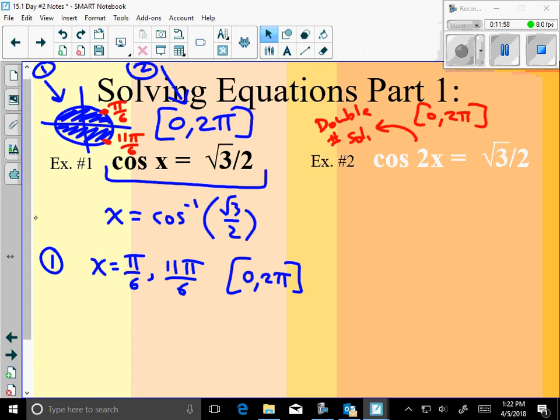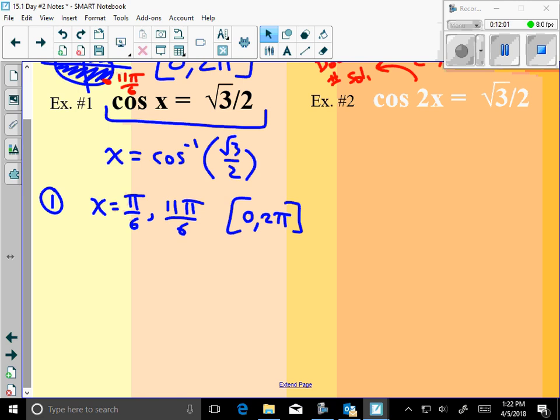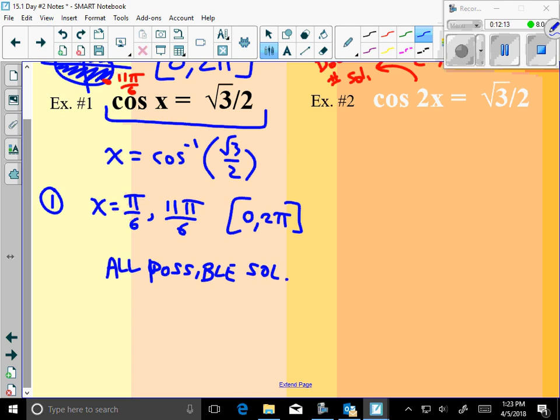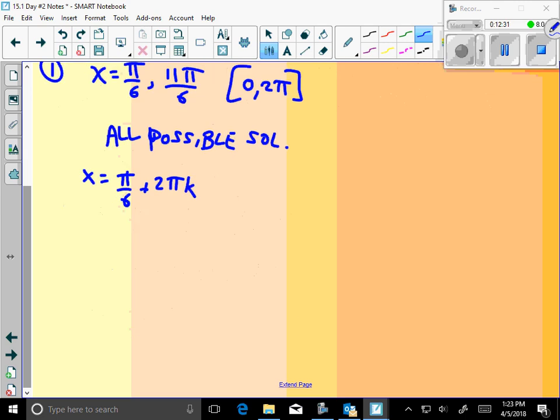Okay, now this might get kind of interesting here, so let's just jump into it. But let's say I wanted all possible solutions. How many solutions would there be? An infinite number. So I don't want to write them all out. So what I would do is I'd go pi over 6 plus 2 pi as many times as I want. That only takes care of half of the infinite number of solutions, right? The other half would be this, as many times as I want.